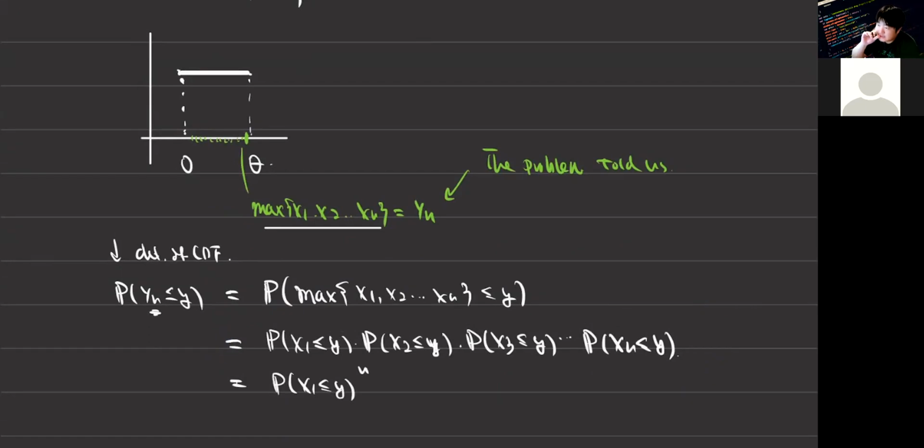Okay. And for part B, let me see. Show that Zn equals n times (theta minus Yn) converges in distribution to the distribution with CDF.